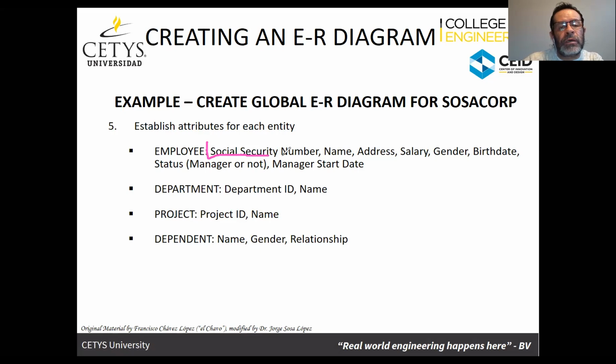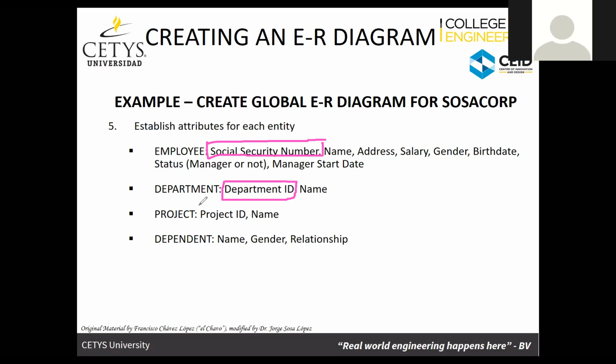The social security number is going to be unique for that entity. For the department, what would be the primary key? The ID. The department ID, correct, Carmen. That uniquely identifies the department. The project, what would be the unique identifier, the primary key? Also the ID. Also the ID, correct, Yesel? So these would be our primary keys.